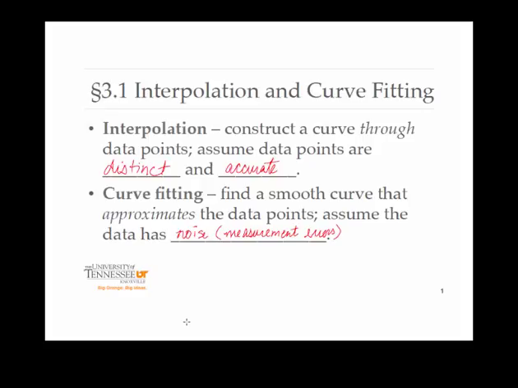So the point is just to find a curve that would fit to describe how the data might look in general. Curve fitting, on the other hand, is the idea of finding a smooth curve that approximates the data points. Because in this particular case, the assumption is that the data has what we call noise, or that there are errors in the measurement. So we don't assume that the data points are accurate. We're just trying to get a curve that somehow approximates the data, but doesn't necessarily have to fit the data exactly because we're not sure the data itself is correct.